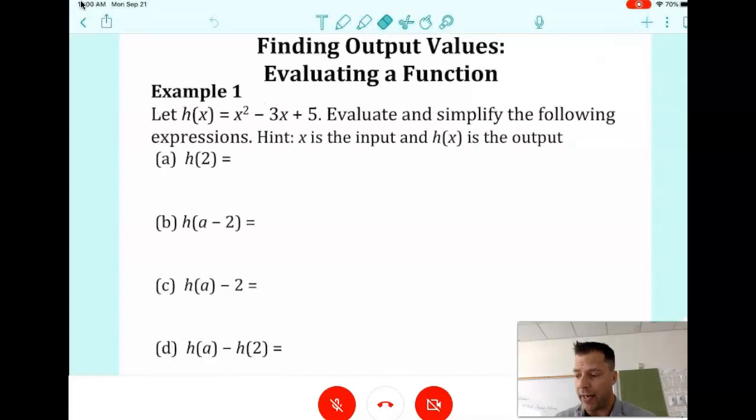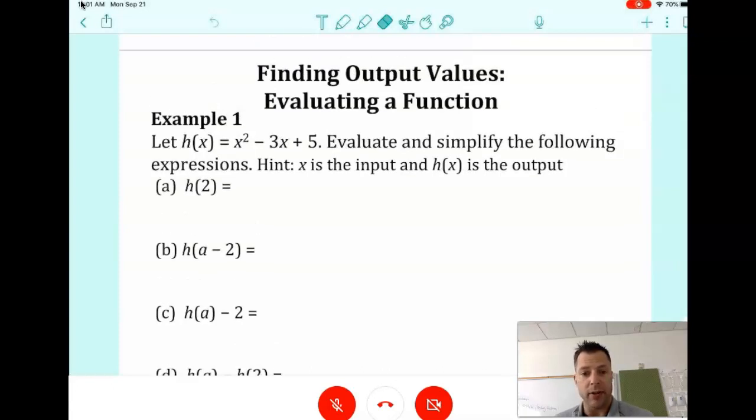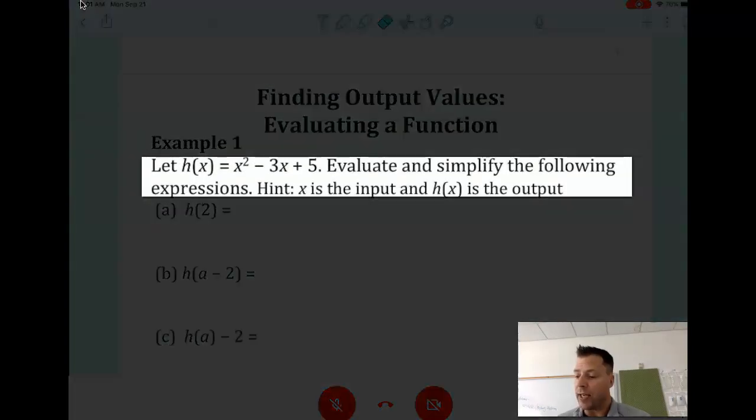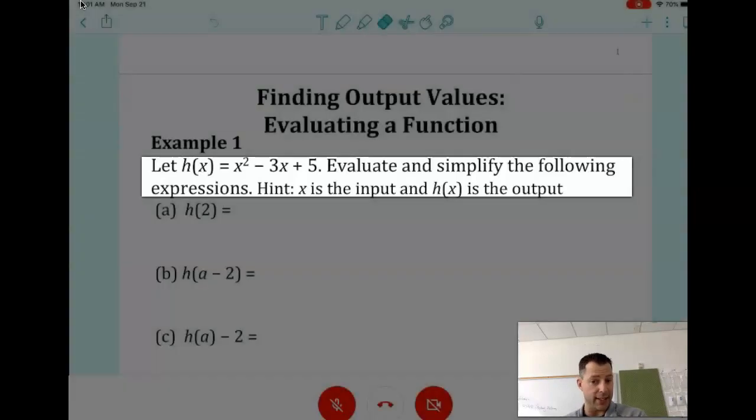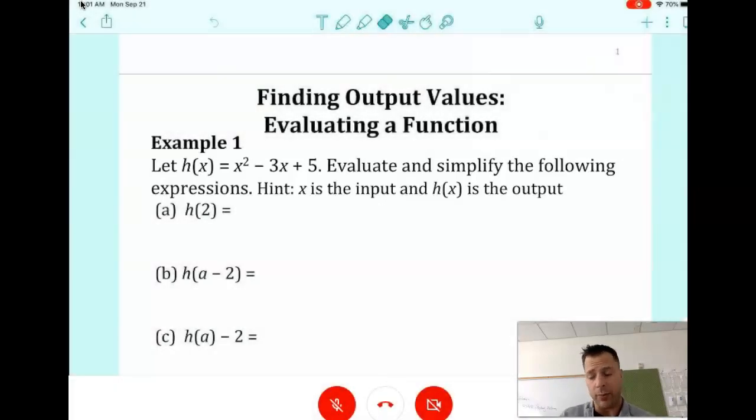Okay, so finding output values. Basically in this case we're finding the answer, finding the y value. So in the first example they tell us let h of x be x squared minus 3x plus 5. Evaluate and simplify the following expressions. Hint, x is the input. That's what we're plugging in for x.